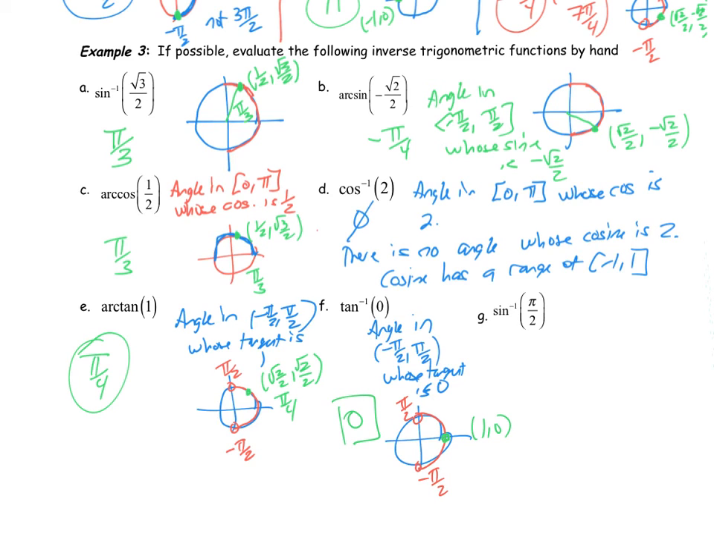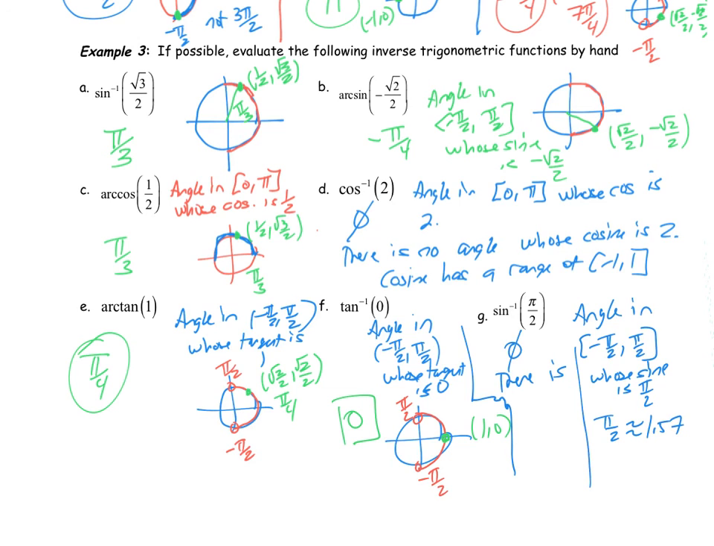And the last problem, sine inverse of pi over 2. So here we're trying to find an angle, or the angle in the interval negative pi over 2 to pi over 2 inclusive, whose sine is pi over 2. Now this is a bit of a trick question. Pi over 2 is about 1.57. So we need to find an angle whose sine is 1.57, but the largest value for sine, the maximum value, is 1. So there's no value, it's an empty set.